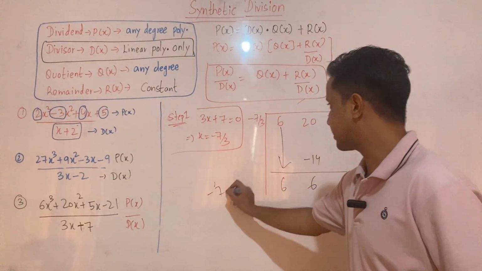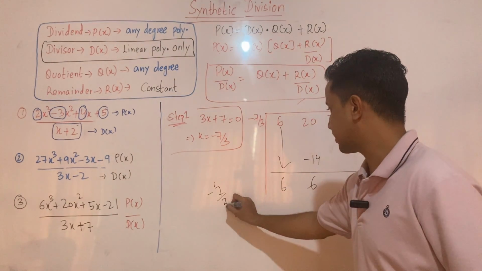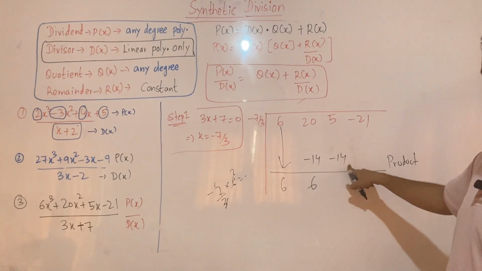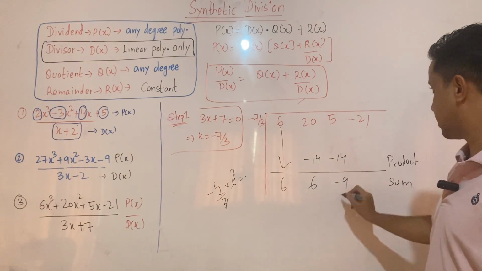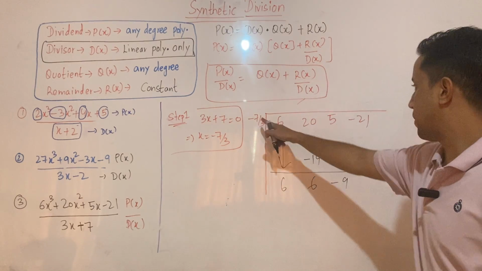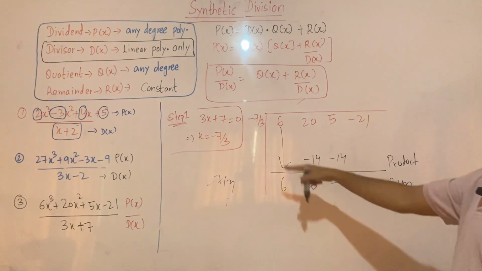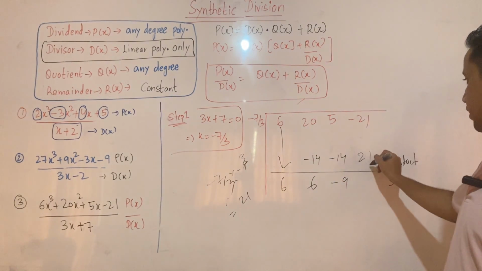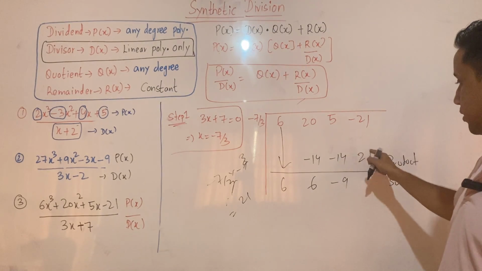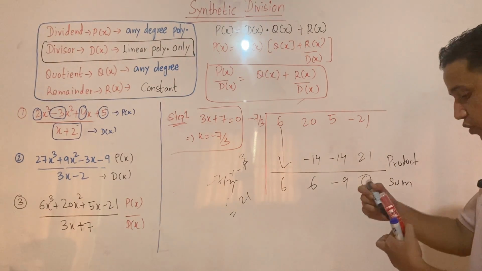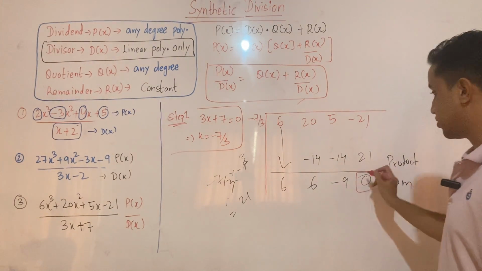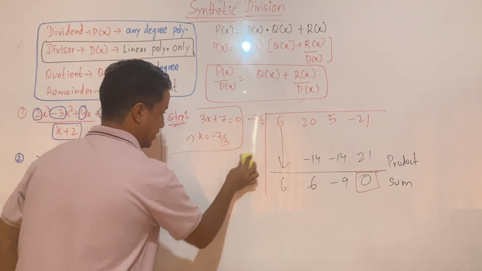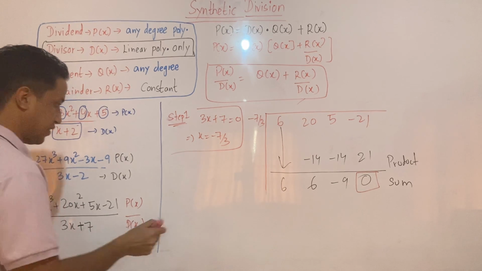Now next is negative 7 by 3 multiplied by 6, again minus 14. 5 minus 14, it is minus 9, right? Then minus 7 by 3 multiplied by minus 9. It is 21. So when you add negative 21 and positive 21, you will get 0. Okay, so what does it mean? It means your remainder is 0. So your divisor is a factor of your dividend.